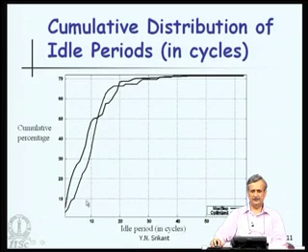Here the idle period size reduction is shown. If you observe, our scheme is according to this graph, and the older hardware scheme is according to this. So, you can see that the number of idle periods of about 10 cycles in size is much lesser in our scheme than the other one. Okay.